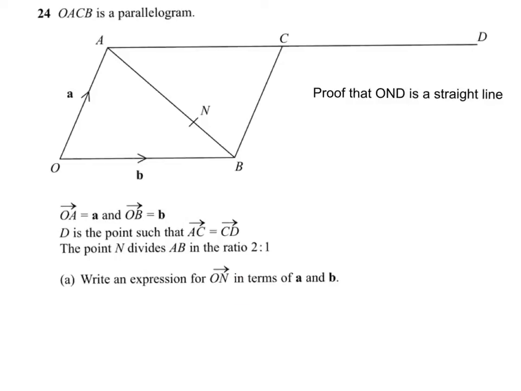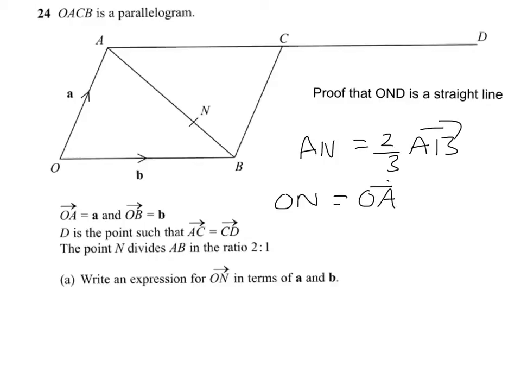We've got to go from O to N using vectors. Now, let's have a look how we can do that. We're going to do ON, so we need AN as well. So let's have a look at AN. AN is going to be 2/3 AB. And so therefore ON is going to equal OA plus 2/3 AB.